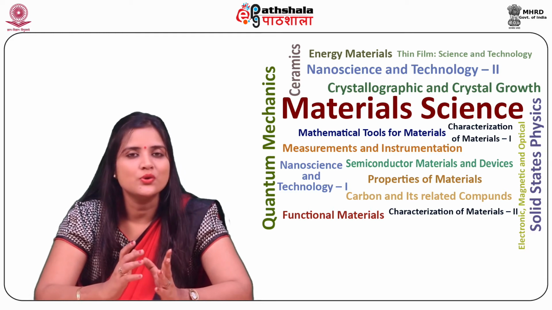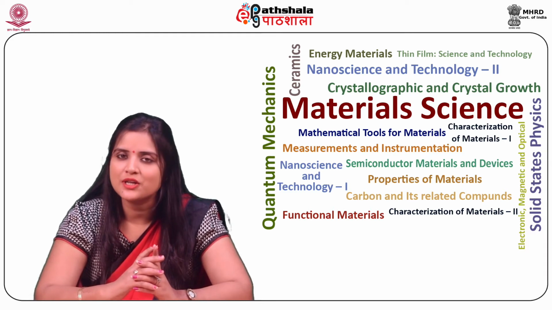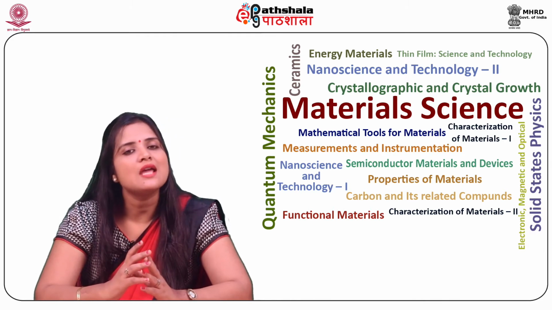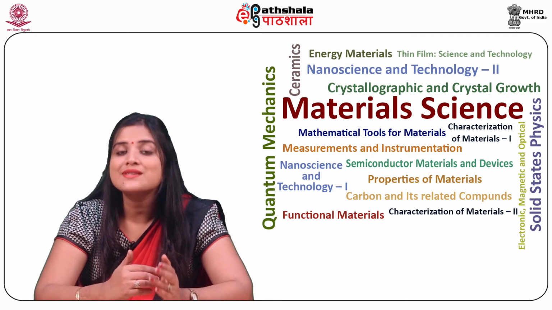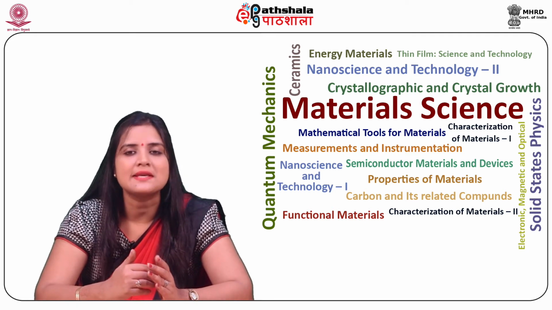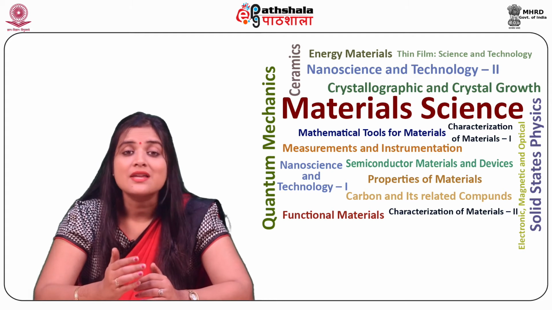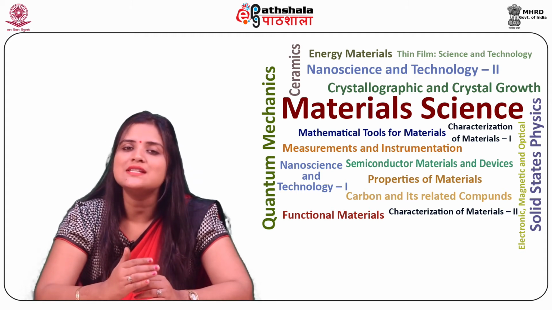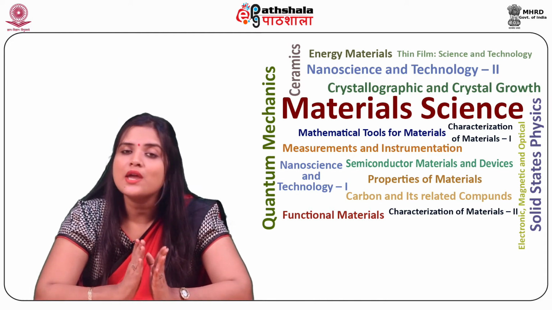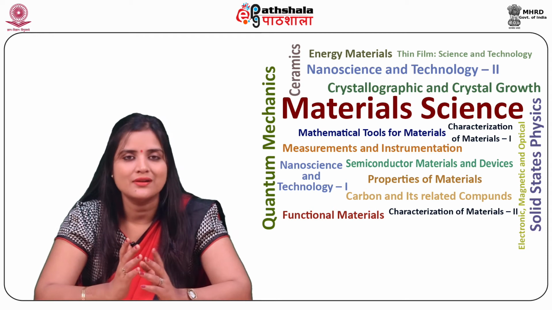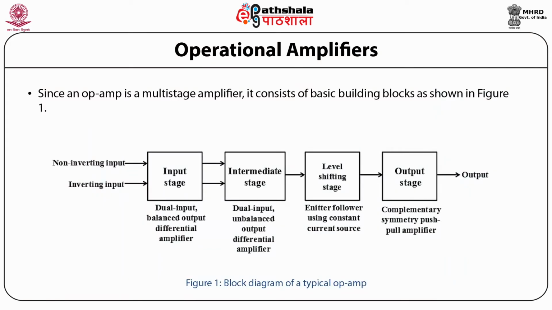Nowadays, op-amps are used for a variety of other applications such as AC and DC signal amplification, active filters, oscillators, comparators, regulators, etc. An op-amp can amplify both the DC as well as AC signals in a wide range of frequency varying from few hertz to megahertz. Since an op-amp is a multi-stage amplifier, it consists of basic building blocks as shown in the figure below.